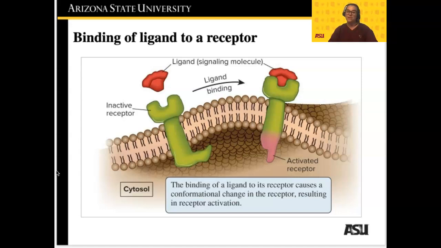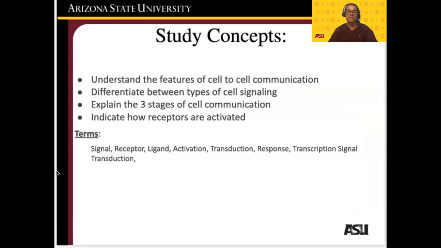Students should be able to understand the four features of cell-to-cell communication. They should be able to differentiate between types of cell signaling. They should be able to differentiate between types of signal relaying. They should be able to explain three stages of cell communication and discuss how receptors are activated.